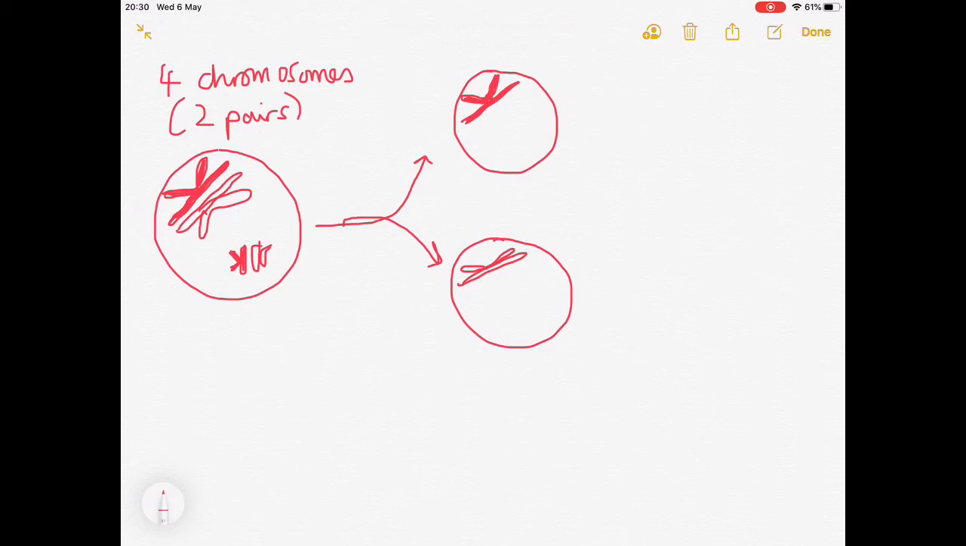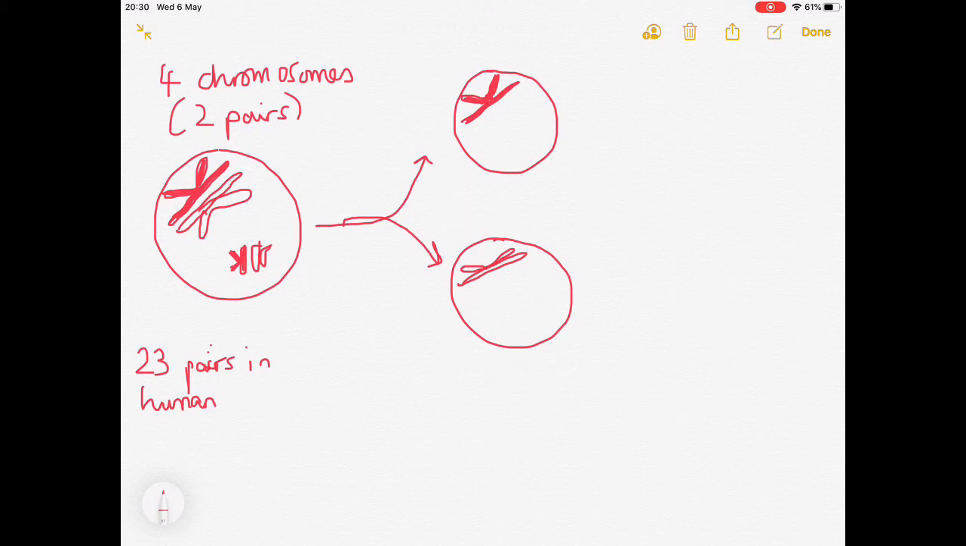Now, there are 23 pairs of chromosomes in a human cell. I can't spell pairs. In a human cell. Obviously it varies depending on the species. We're just looking at 2 pairs here. So 4 chromosomes arranged in 2 pairs as opposed to 46 arranged in 23 pairs. So this is nice and simple so we can see it. In reality, out of those 23 pairs, which ones go which way is completely random. And that's where variation comes from.